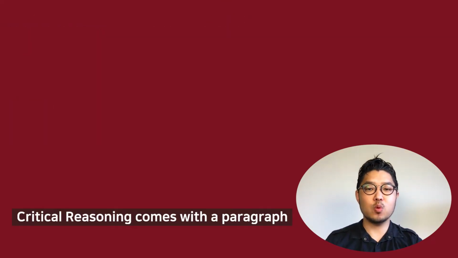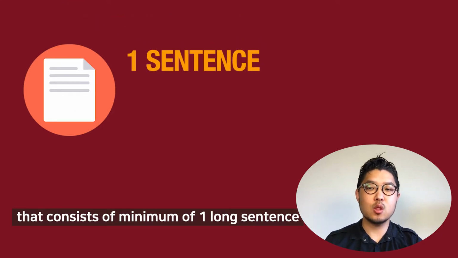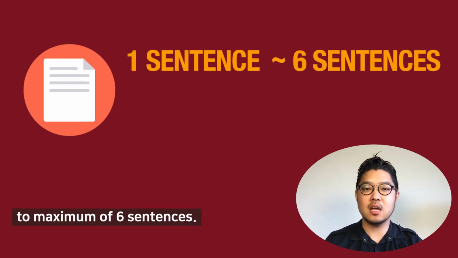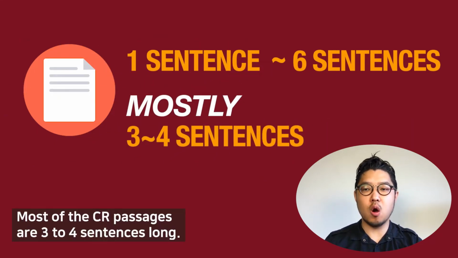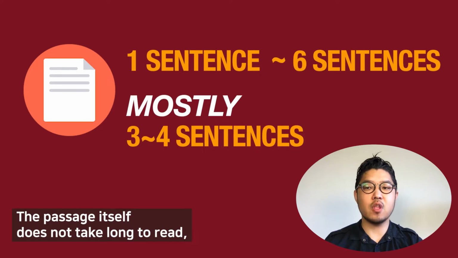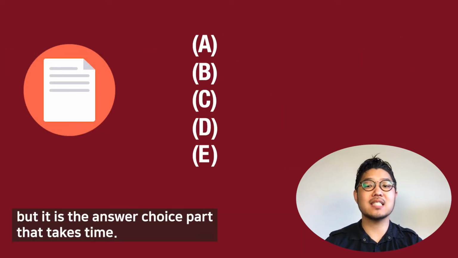Critical reasoning comes with a paragraph that consists of a minimum of one long sentence to a maximum of 6 sentences. Most of the CR passages are 3 to 4 sentences long. The passage itself does not take long to read, but it is the answer choice part that takes time.